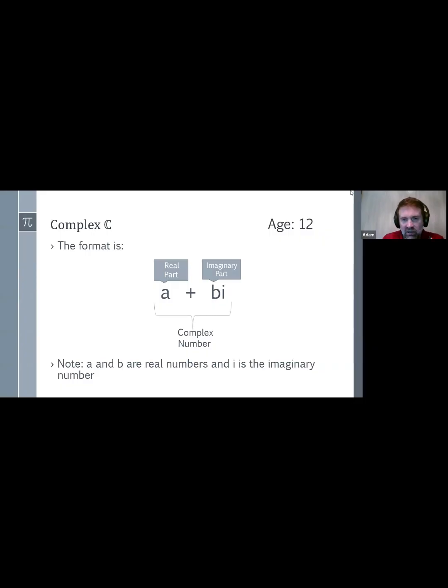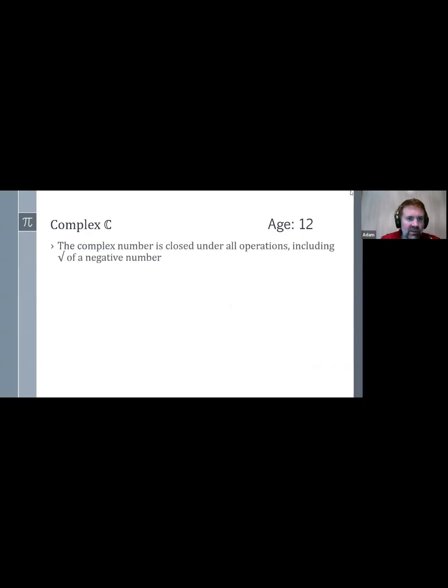So this is our complex domain with numbers that have this format. So the complex number domain is now closed under all operations, even including the square root of a negative number. So all numbers are in the complex number domain. They will all be there. So how do we plot it?